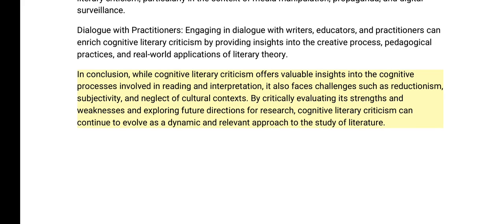Dialogue with practitioners. Engaging in dialogue with writers, educators, and practitioners can enrich cognitive literary criticism by providing insights into the creative process, pedagogical practices, and real-world applications of literary theory.